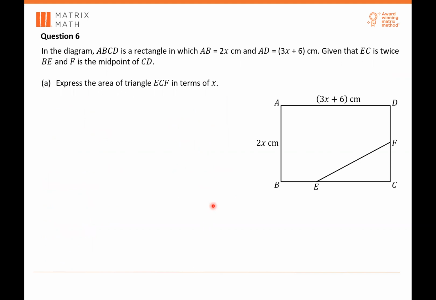Now, question 6. In the diagram, ABCD is a rectangle in which AB is equal to 2x cm. AD is 3x plus 6 cm. Given that EC is twice BE. I think they need to add the word "of" over here: twice of BE, and F is the midpoint of CD. So F is the midpoint, which means that my FD and my FC are the same. Part A, express the area of my triangle ECF in terms of x.